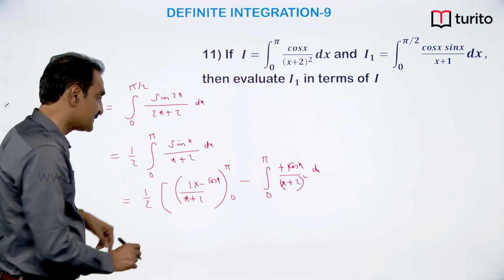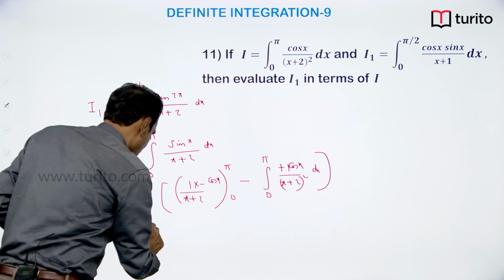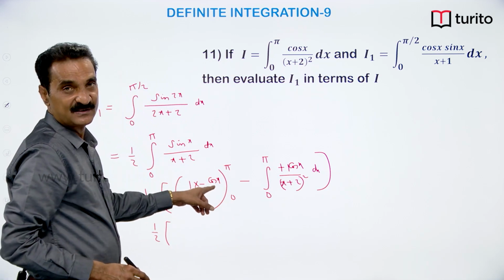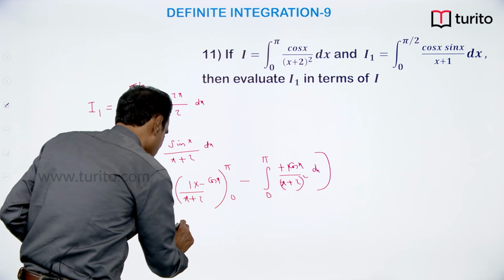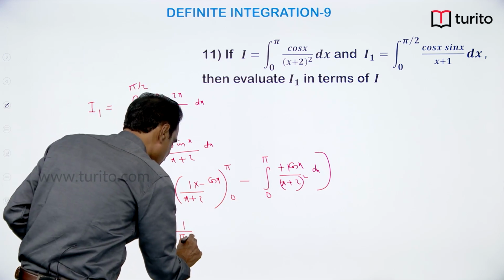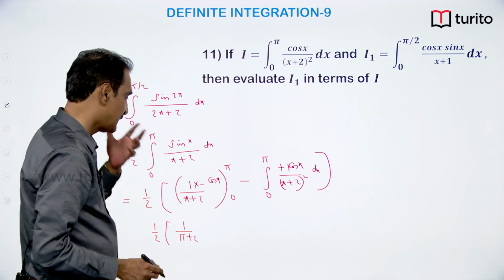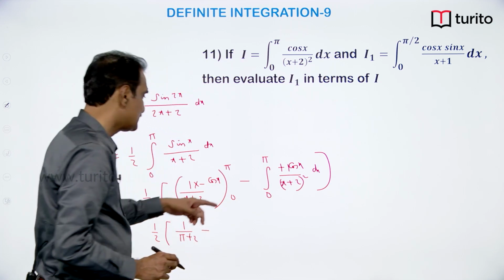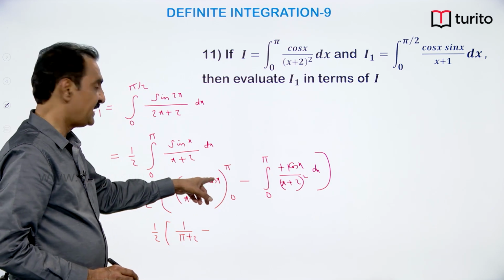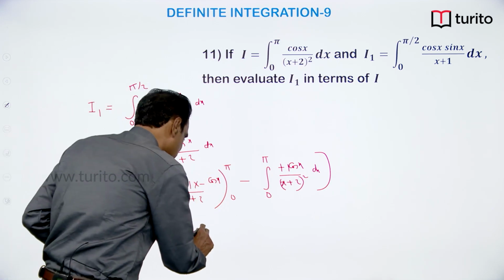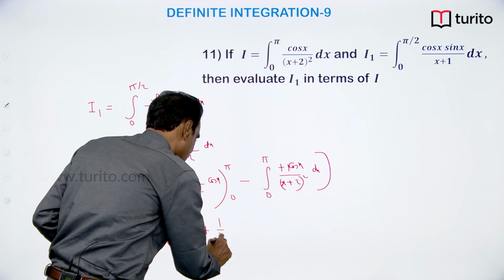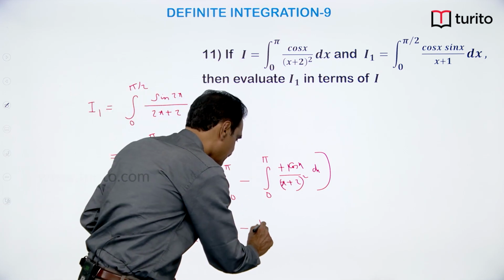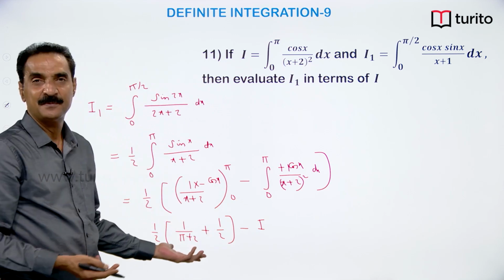Now, calculate this. Half into substituting pi, cos pi is minus 1. So, 1 by pi plus 2, okay, minus substituting 0, minus cos 0 is minus 1. So, this becomes plus 1 by 2, minus I. Okay. If you want, you can simplify further.